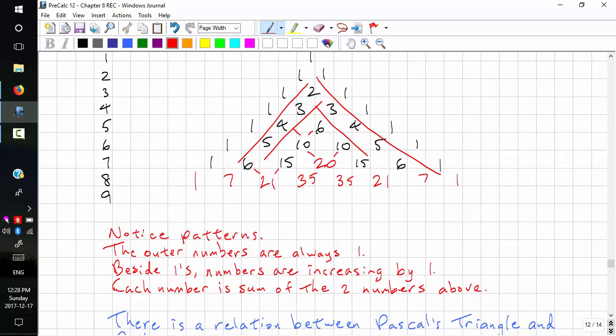Can we see any other patterns? Well, I see 1, 4, 6, 1, 4, 6, 1, 5, 10, 1, 5, 10, 1, 6, 15, 20, 1, 6, 15, 20. So we could say it's symmetrical left to right, or we could just say it's a horizontal flip.